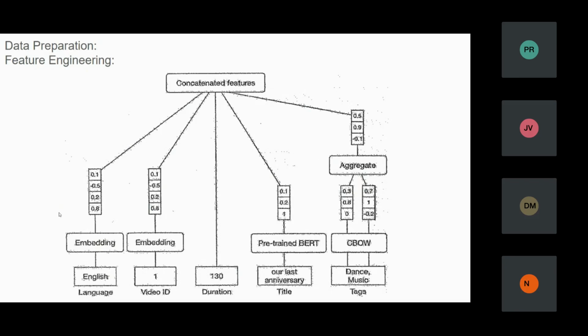So this is what the overview of the feature engineering looks like. The video data regarding language, video ID, duration, titles, and tags are converted into their respective embeddings. For titles, because we want the contextual information, BERT is used, and for tags we are using continuous bag of words. All of those embeddings are concatenated into the concatenated features.